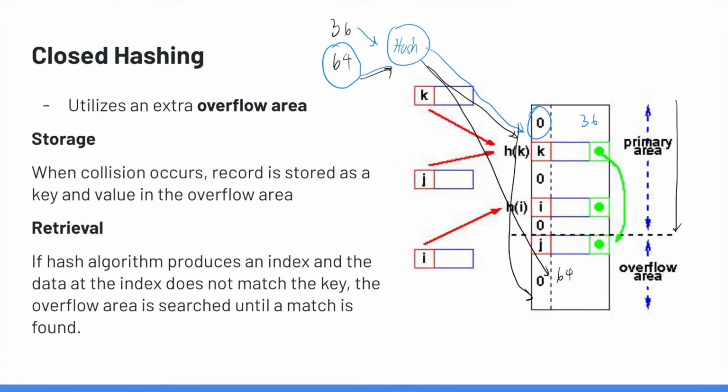So if the hash algorithm produces an index, and the data at that index does not match the key, or the data at that position doesn't match whatever we put in, for example, 64, then we would just go look for that data that matches the key in our overflow area. So this is just an area for when we have a collision. Whenever we have a key that produces a position that's already taken, we're just going to put the corresponding data in our overflow area, and that is closed hashing.